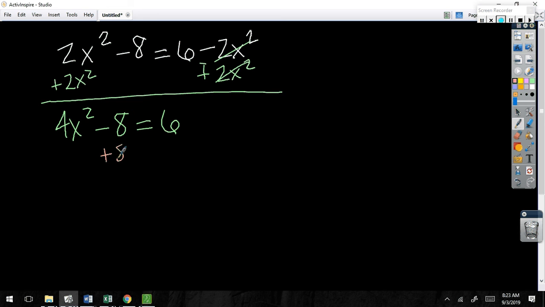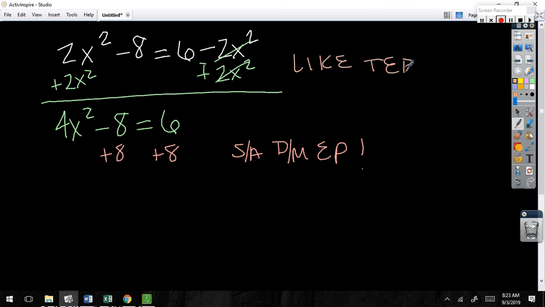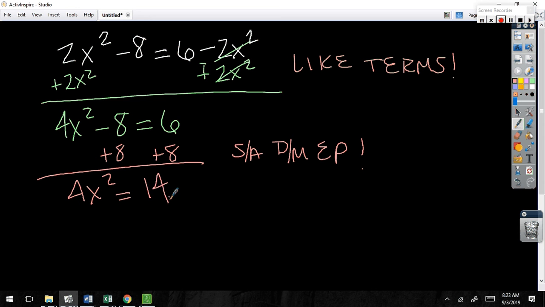All right, over here. So you have your notes. Side map. This was like terms. All right, so I have 4x squared equals 14, right? What now? Divide by 4.